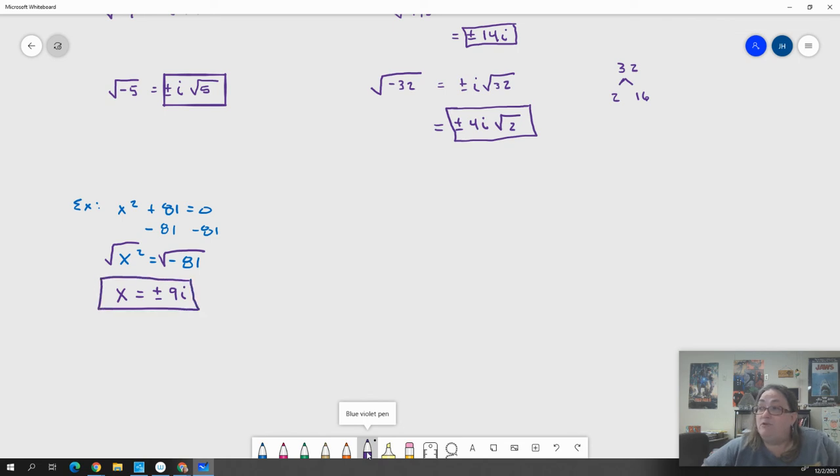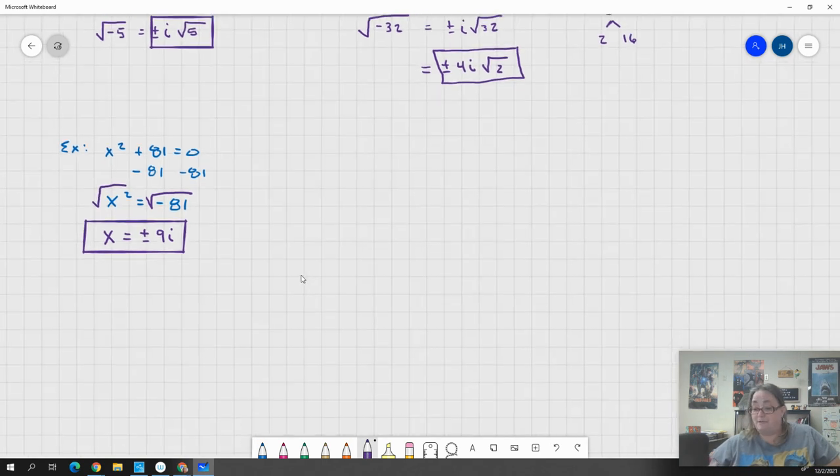Notice that each of these have two solutions, right? Plus 9i and minus 9i. Why is that? Because minus 9 times minus 9 also equals 81. Let's do another solving equation one, and then we'll move into the powers and products. We have a lot to get through today.